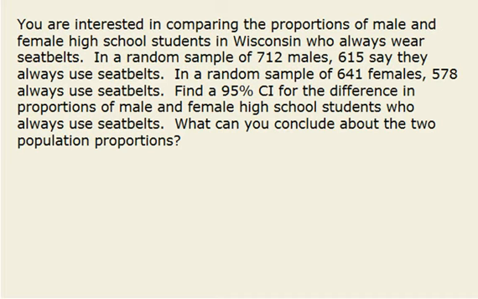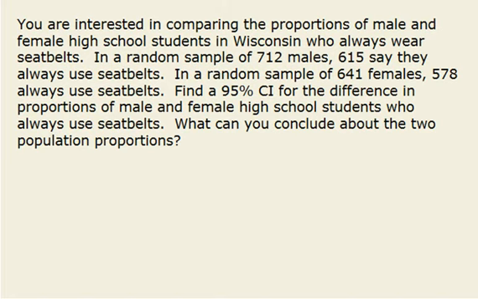We want a 95% confidence interval for the difference in the proportion of male and female high school students who would always wear seatbelts. And then based on our interval, we can conclude something about the two population proportions by comparing them. So to start off with, we need to get our two sample proportions.